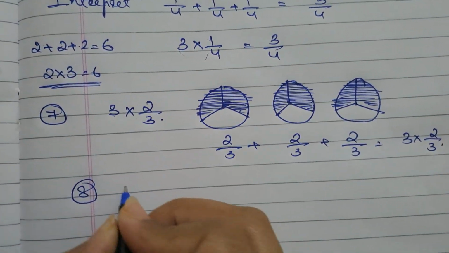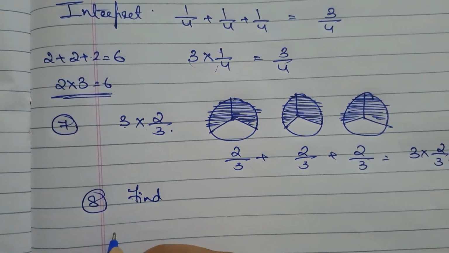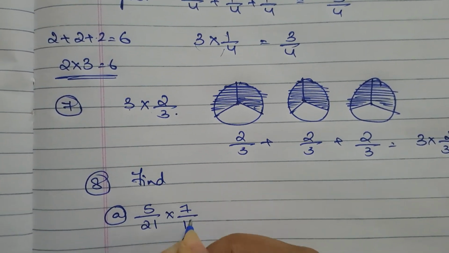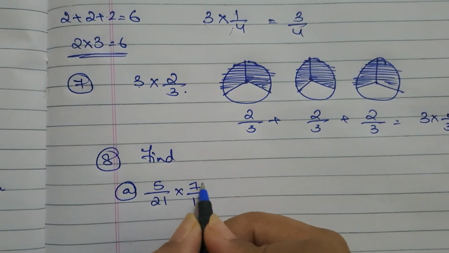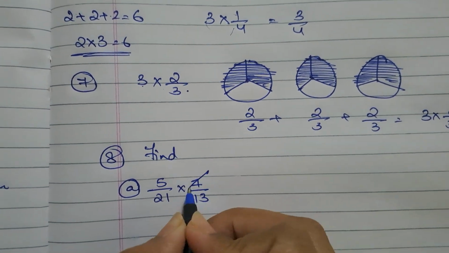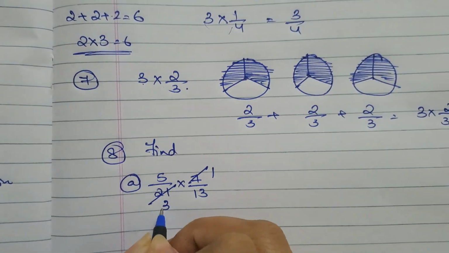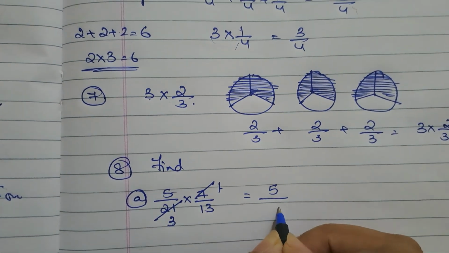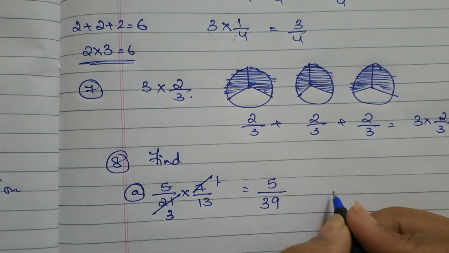Then it says 8th one, find. The first one is given as 5 upon 21 times 7 upon 13. Now I am going to start reducing it. 7 1s are 7, 7 3s are 21. Then I'm left with 5 1s are 5. Then 3 13s are 39, and 5 upon 39 will be the answer for this.